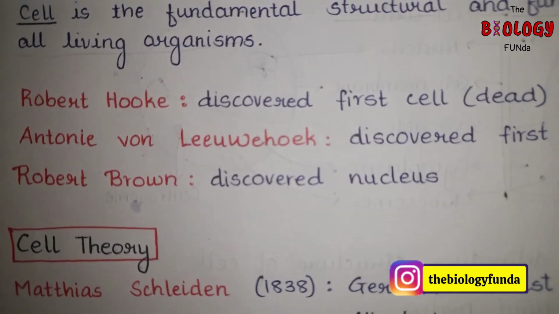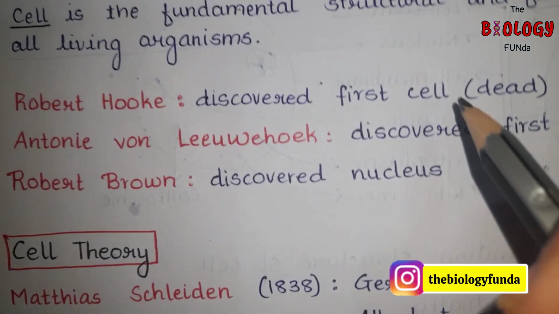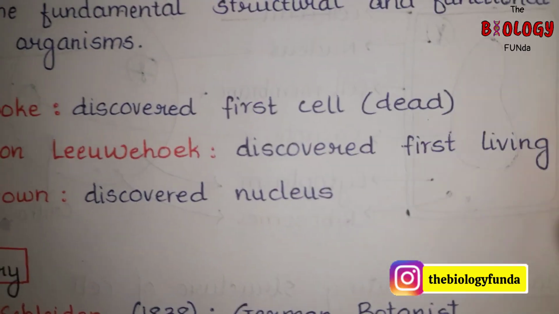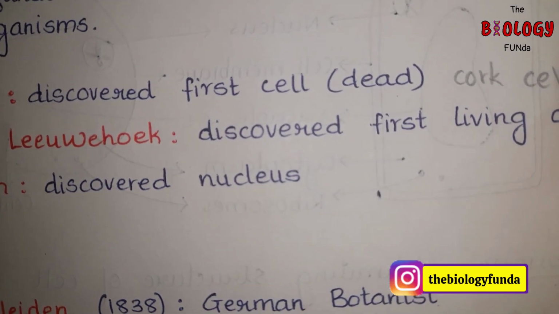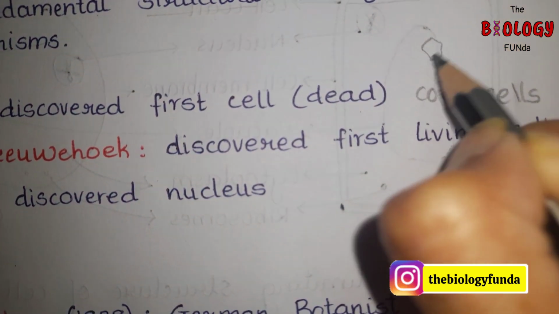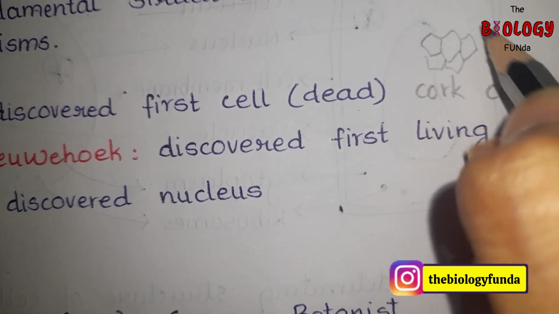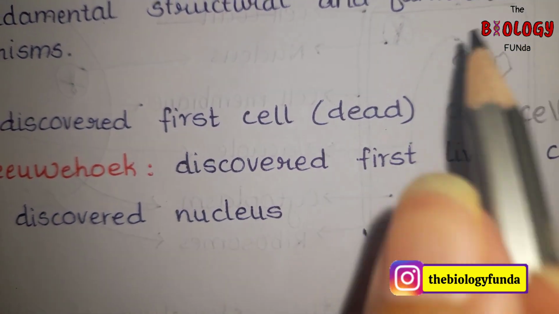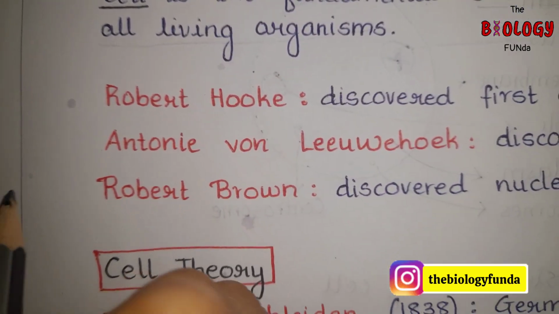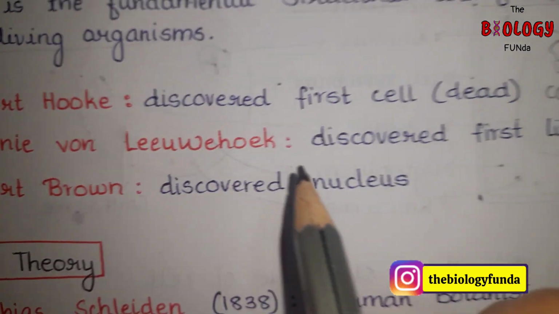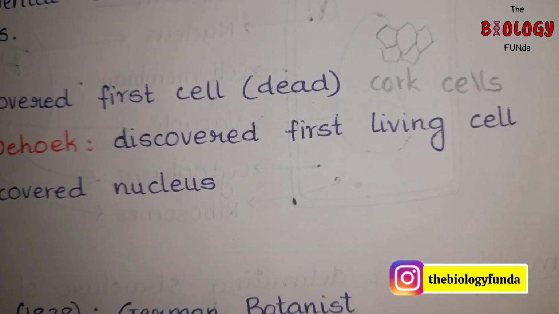Now, let us learn further. Robert Hooke is the first one who discovered the cell. He saw a cork cell. He examined cork cell which was dead and they were looking like a honeybee hive. But since it was a dead cell, I can't say he discovered a living cell. Then comes Anthony von Leeuwenhoek, who discovered the first living cell.